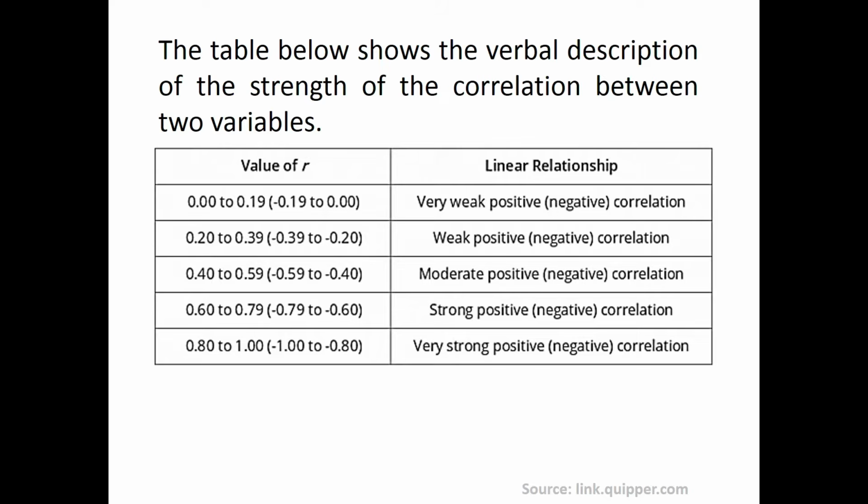So value of R, the value of the Pearson correlation coefficient. So if your answer goes from 0 to 0.19, or it could be negative 0.19 to 0, that could be very weak positive or negative correlation. Wag po tayong malito about positive, negative. So kung answer natin is positive, meaning that is very weak positive correlation. But if your answer is negative, so that would be very weak negative correlation. Yun po yung pagdi-describe natin about our correlation coefficient.